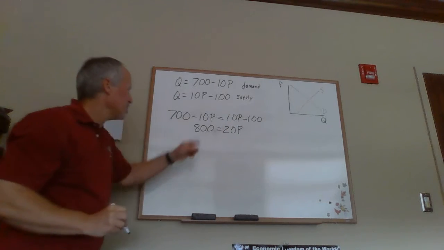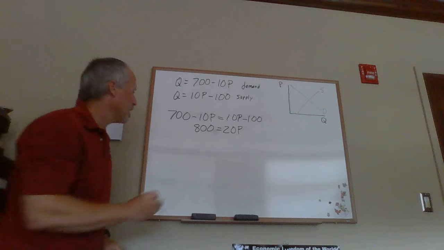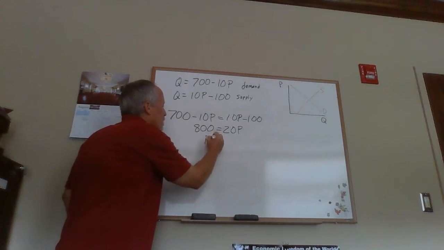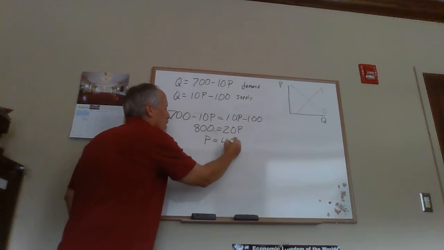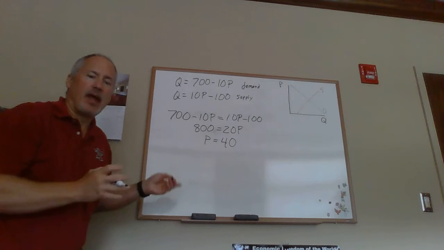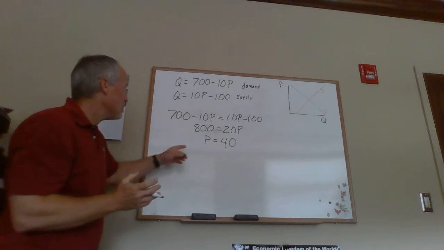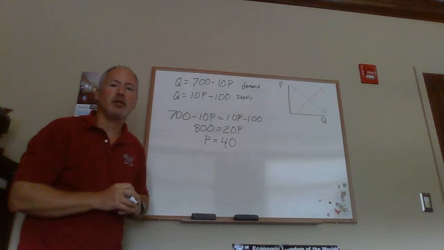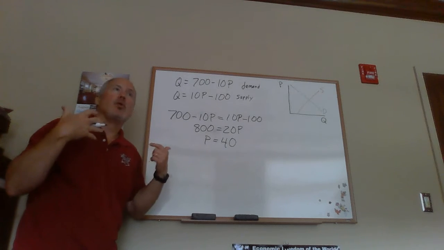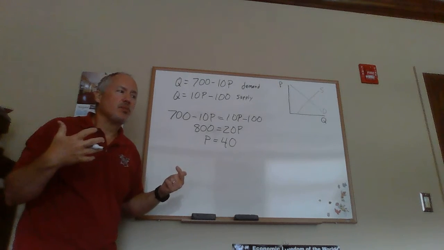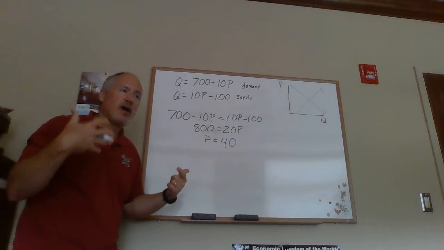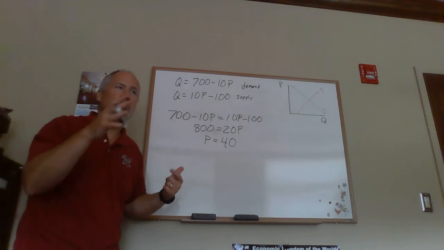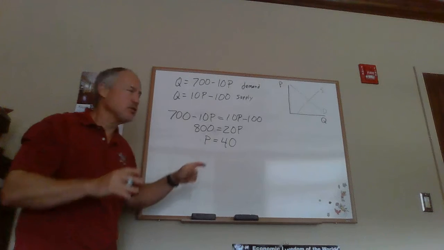You'd have this if you simplify the first line, and then divide each side by 20, that's going to give you that P is 40. That's going to be the equilibrium price. That would be the price at which the quantity supplied is going to equal the quantity demanded. Again, when we introduce the model of supply and demand, that's how we defined the equilibrium: the price at which this market clears, where the quantity supplied equals the quantity demanded.